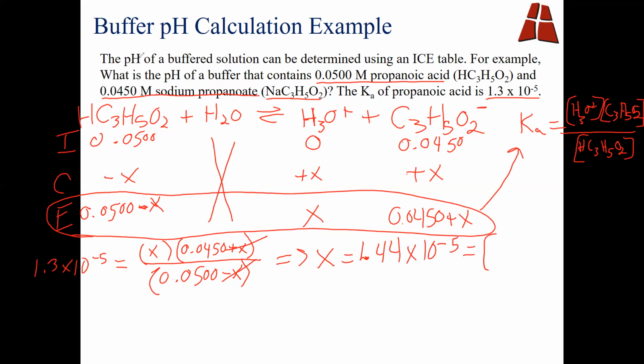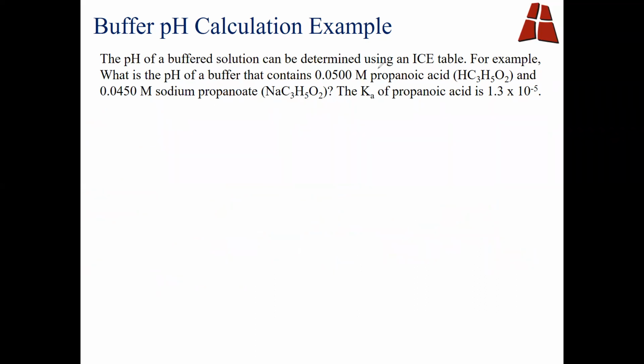And that is going to be equal to, if we look back at our ice chart, our concentration of H3O plus, right? And so if I were to then take the negative log of that, we would get the pH. So taking the negative log of that 1.44 times 10 to the negative fifth, we get a pH of 4.84. Okay, and so that would be the pH. Hopefully that made sense. And that would be one way that we could find the pH for a buffer system. So I'm going to clear that, and we'll go ahead and keep going on.